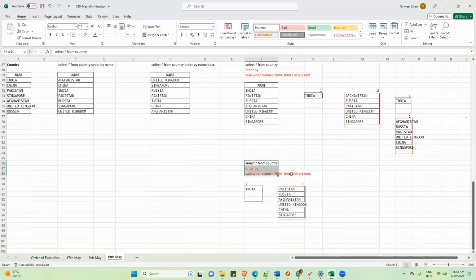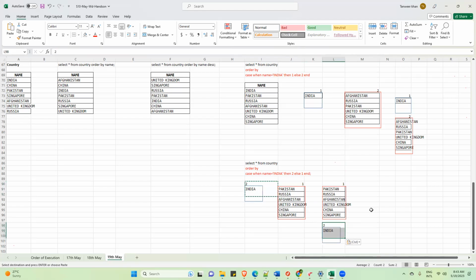Now here, have you mentioned ascending or descending? No. So by default, which order will the engine take? Ascending order. Good. By default, the engine will take ascending order. So what will the engine sort here, data or bucket? Bucket. So in ascending order, which bucket will you keep on the top? Bucket number one. So bucket number one will be on the top. Then bucket number two, which is India.